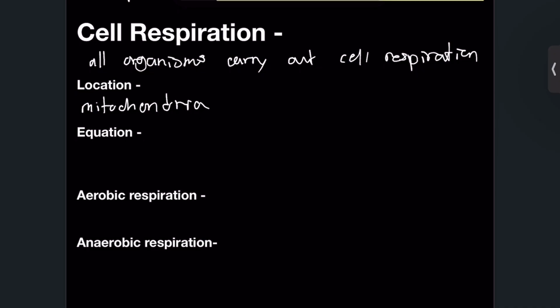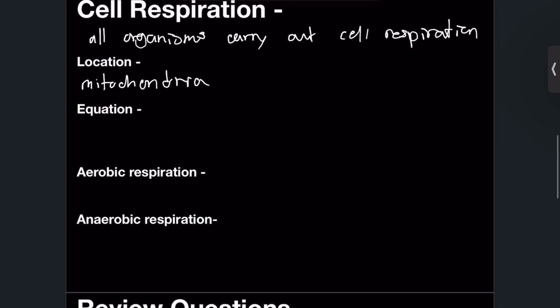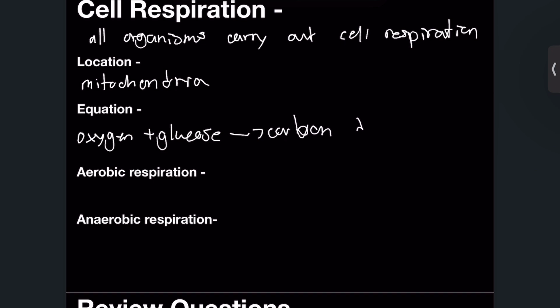So the equation for cell respiration is really the opposite of photosynthesis. You take oxygen and glucose. So oxygen plus glucose go in, and then that creates carbon dioxide, water, and then this big key one at the end is ATP.